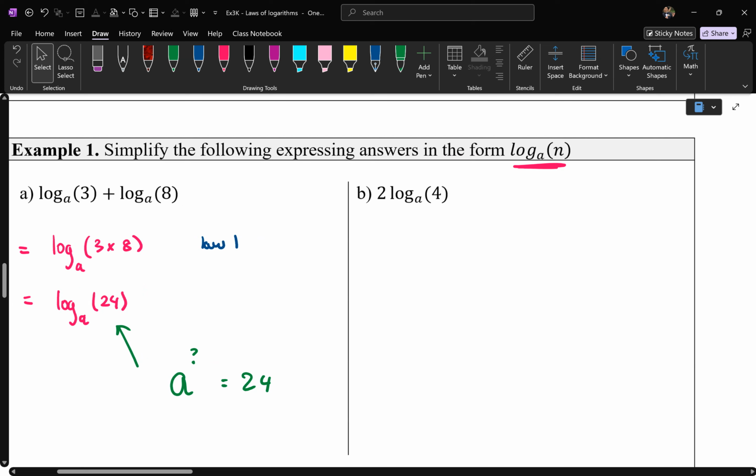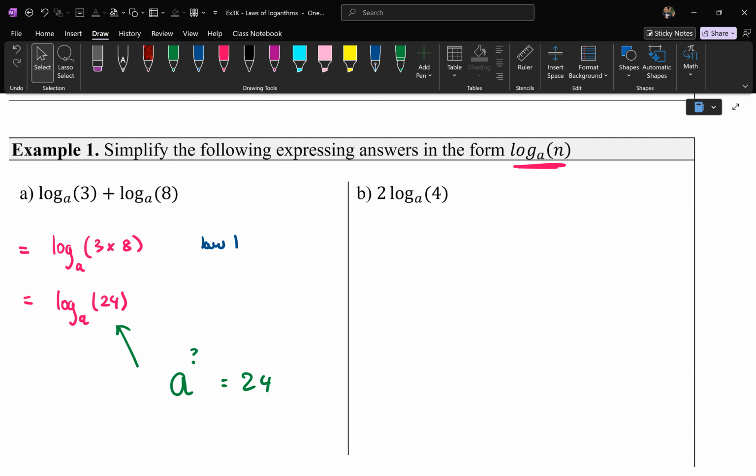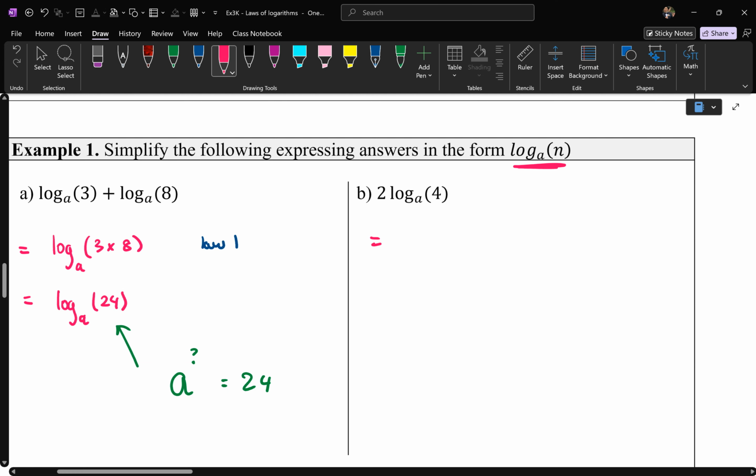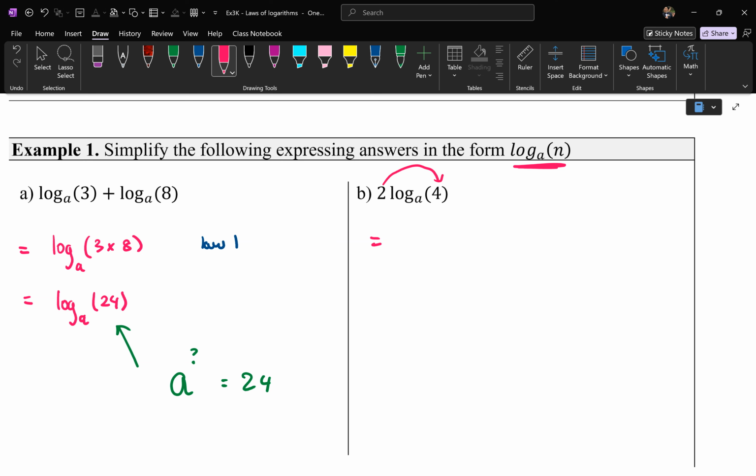2 times log A of 4. What do we do here? Let's go with Sanvi again. Very good. So we've moved the 2 to the top. Log base A of 4 squared. Which law is this? Hands up. Let's go with someone new. I'm getting only 3 students here. Sean. 3. This is log law number 3. So law number 3, we can bring the 2 up.